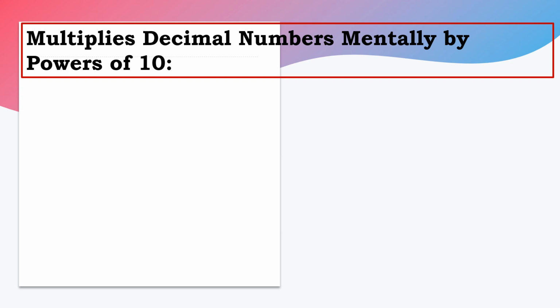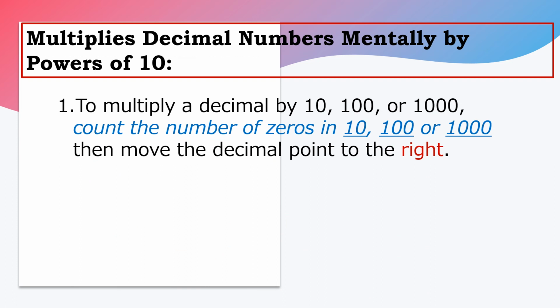The next lesson is about multiplying decimal numbers mentally by powers of 10. So, since you are asked to multiply mentally, ibig sabihin, there is no need for you to submit your solution on a pad paper kasi nga, sa isip lang kayo magsosolve. To multiply a decimal by 10, 100, or 1,000, count the number of zeros in 10, 100, or 1,000, then move the decimal point to the right.